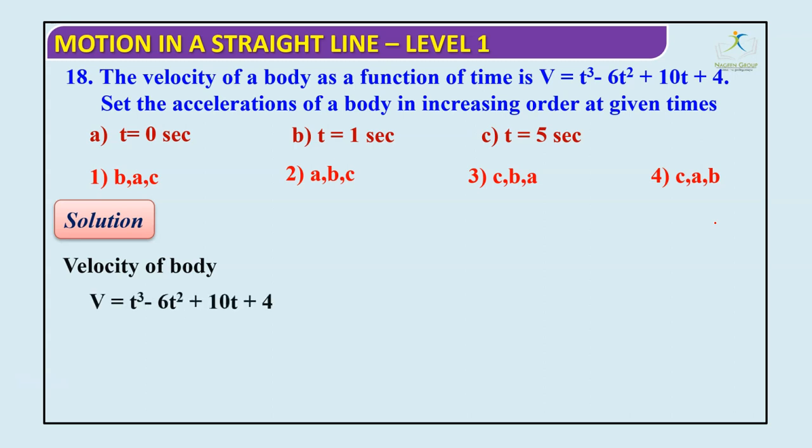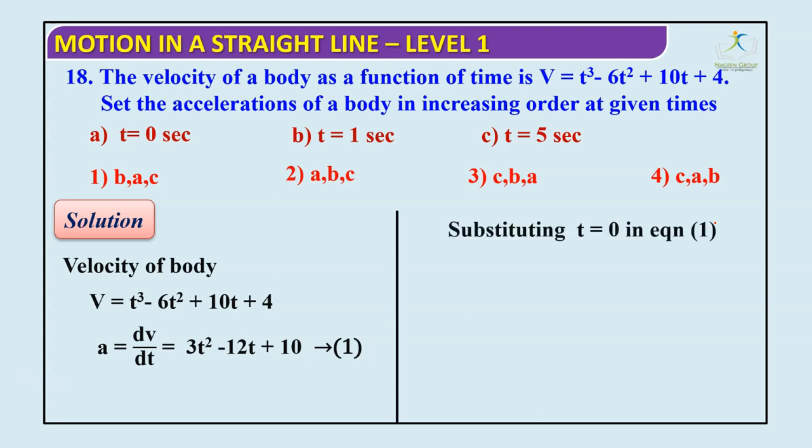So velocity of the body v equals t cube minus 6t square plus 10t plus 4 is given, and we know acceleration is equal to the differentiation of velocity. That means the rate of change of velocity is known as acceleration. So after doing the differentiation, we get 3t square minus 12t plus 10. This 4 is a constant, so after differentiation it will become 0.